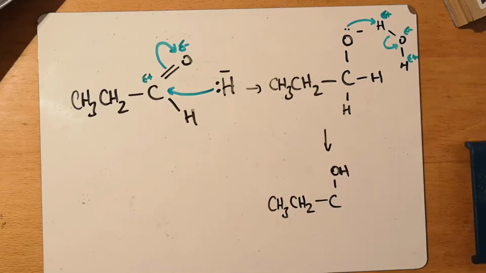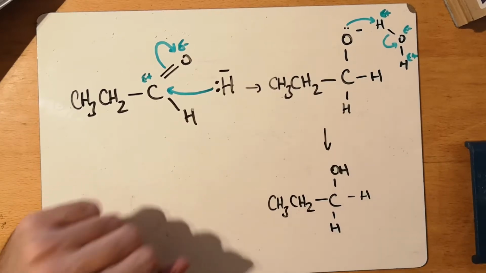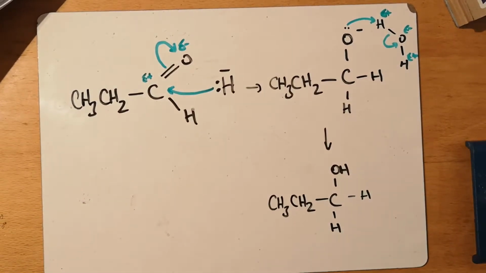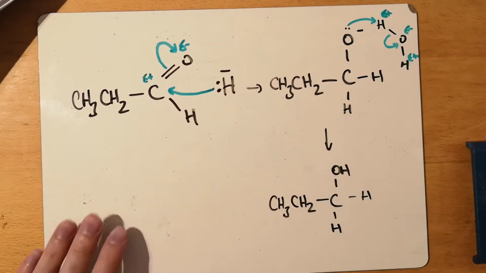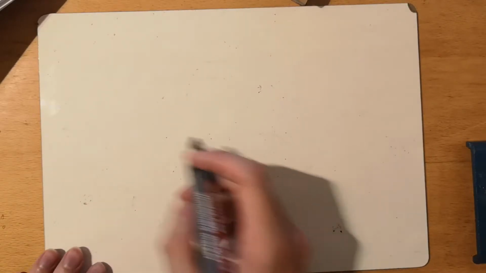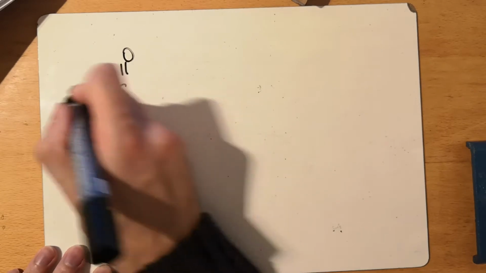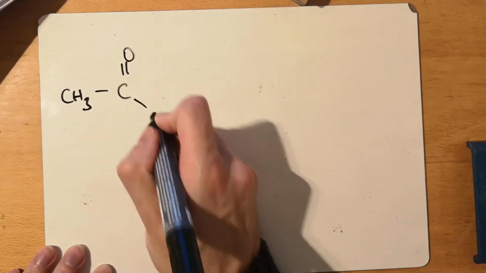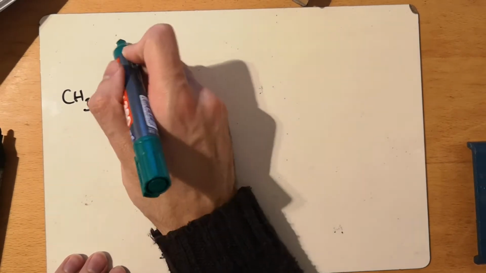our oxygen becomes an alcohol, and we have our carbon bonded to 2 hydrogens, and that is our primary alcohol back again. Ketones, exactly the same. We go with our propanone. CH3 that way, CH3 that way.